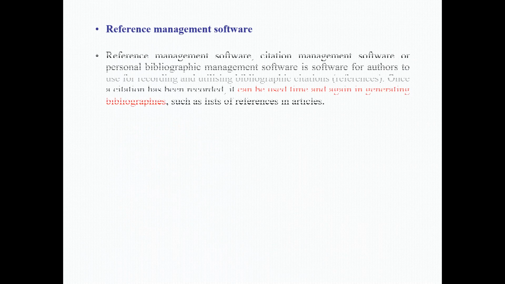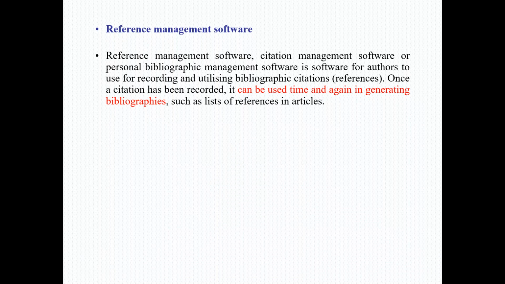Then we come to reference management software. Reference management software, that is citation management software or personal bibliographic management software, is software for authors to use for recording and utilizing bibliographic citations, which we also call references, which is a very important part of scientific documents. Once a citation has been recorded, it can be used time and again in generated bibliographies such as lists of references in articles. The software writes the reference for you, puts a number inside the text, and also includes the full bibliographic detail at the end of your document, where you desire to put it.